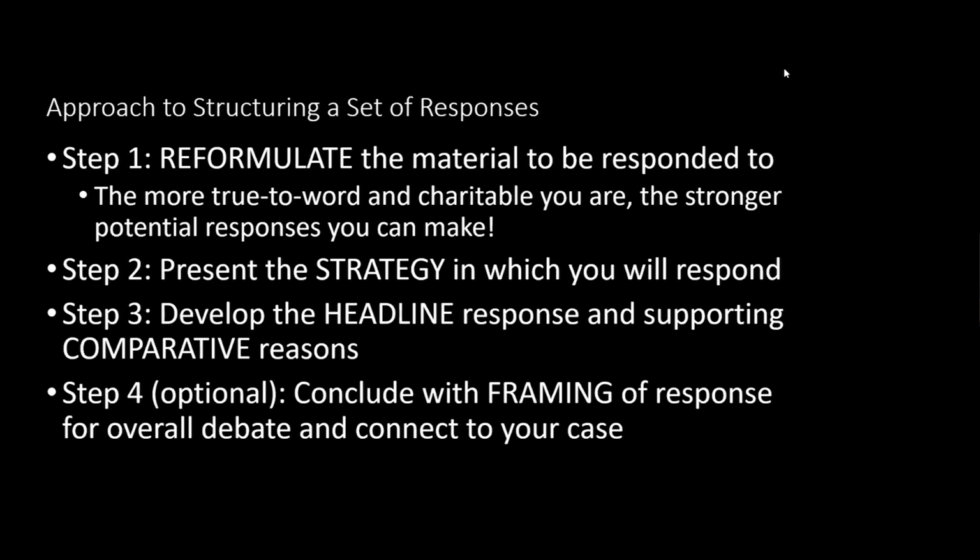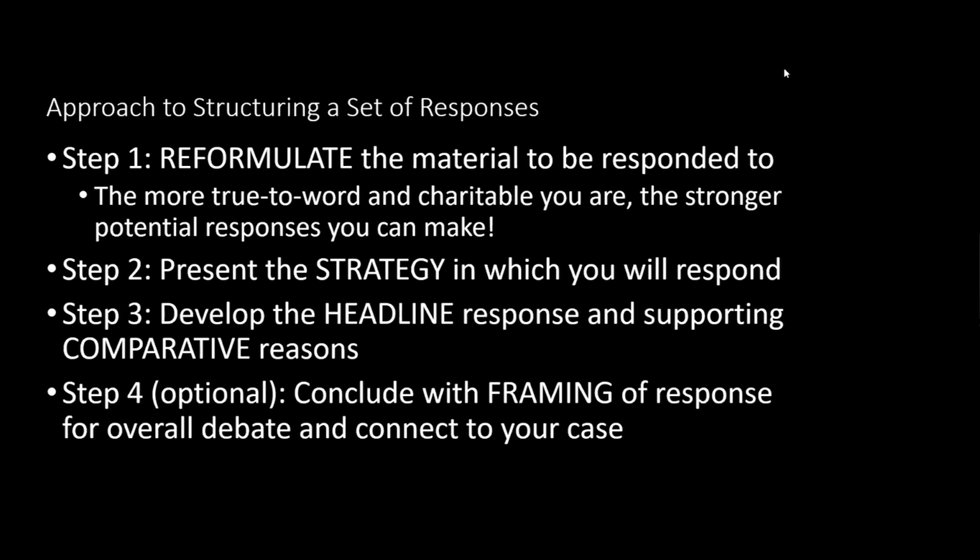Instead, reformulate the argument. You should say that they made an argument that priests have an incentive to dictate the faith to individuals, and therefore it impedes their personal faith, and that is a bad thing. Step two.